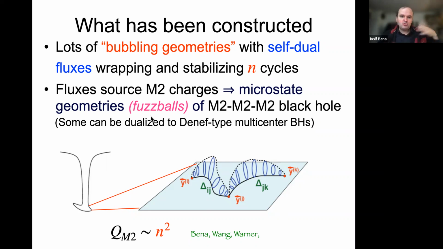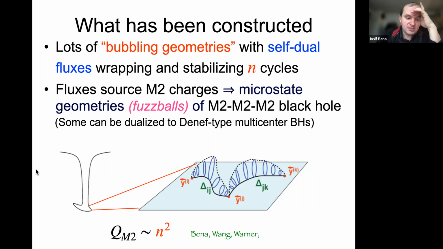And therefore, they correspond to microstate geometries or fuzzballs of the M2 black hole. You can also compactify them to 10 dimensions. They become some DNF type multi-center solutions. And the question is, can I actually get the tadpole, what's the M2 charge of the full solution for a given number of bubbles? Or otherwise, given some fixed M2 budget, how many bubbles can I blow up?